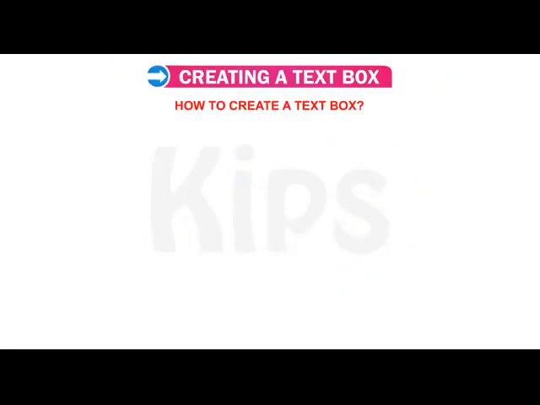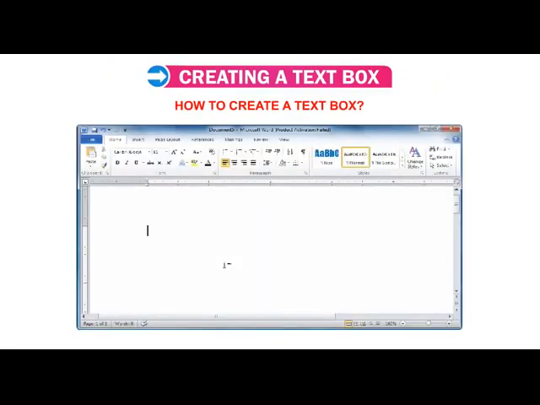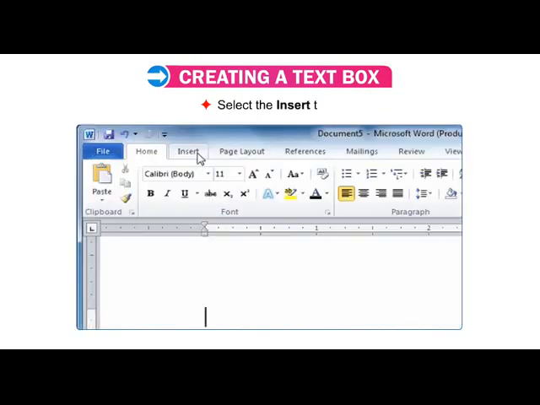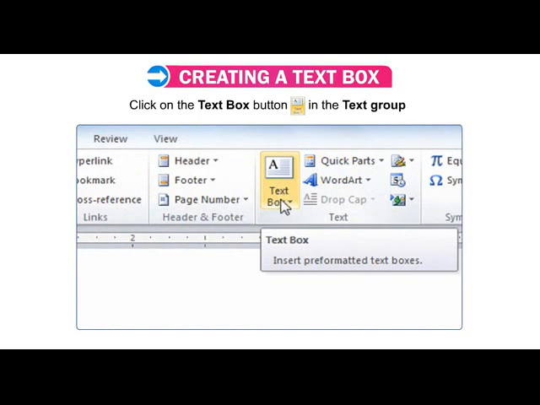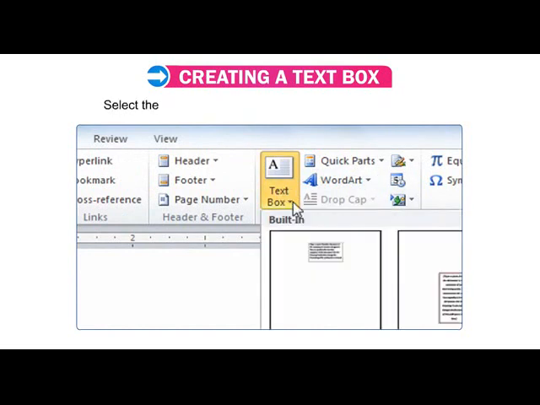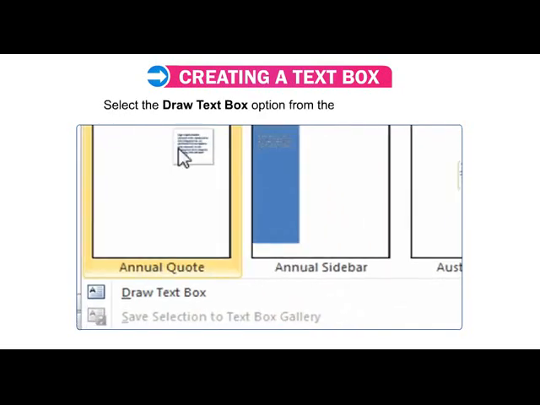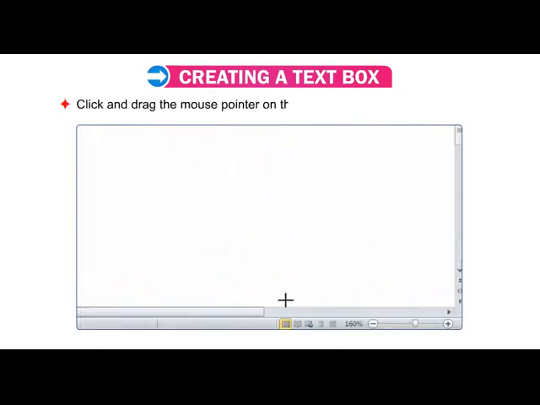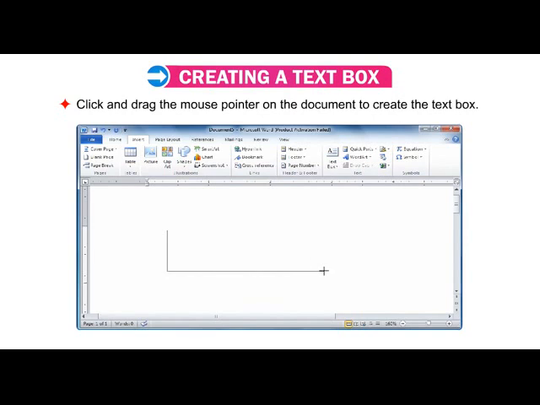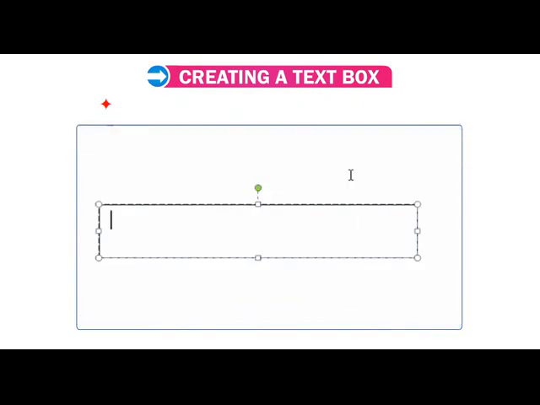Now I will tell you how to create text box. Select the Insert tab. Click on the text box button in the text group. Select the Draw Text Box option from the drop-down menu. Click and drag the mouse pointer on the document to create the text box. The text box will be drawn with the insertion point inside it.